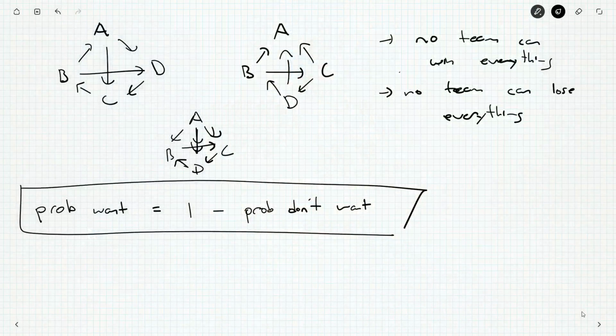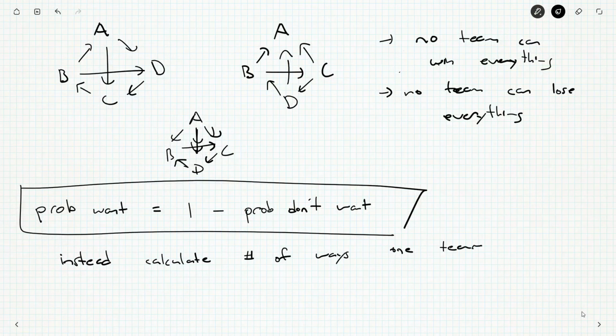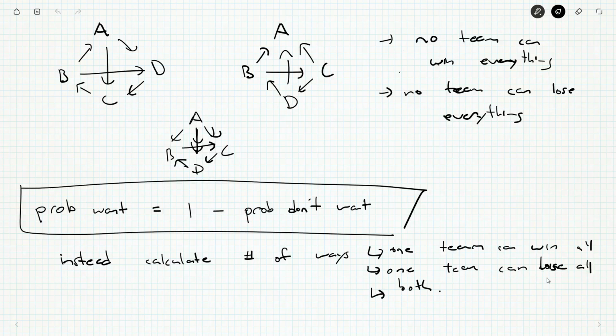So this is a very useful property. So instead, we're going to calculate the number of ways one team can win all, the number of ways one team can lose all, and both. And those will be separate possibilities. Okay. So we'll do the win first.